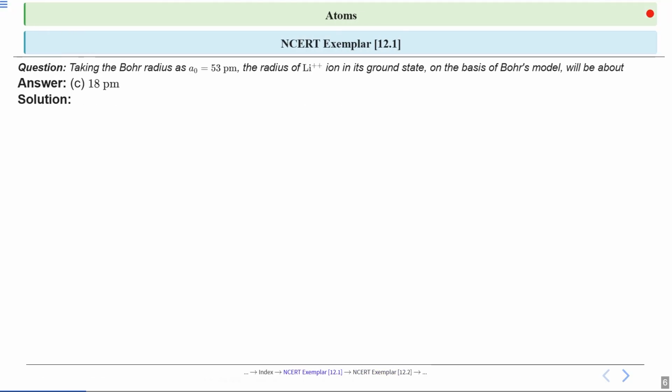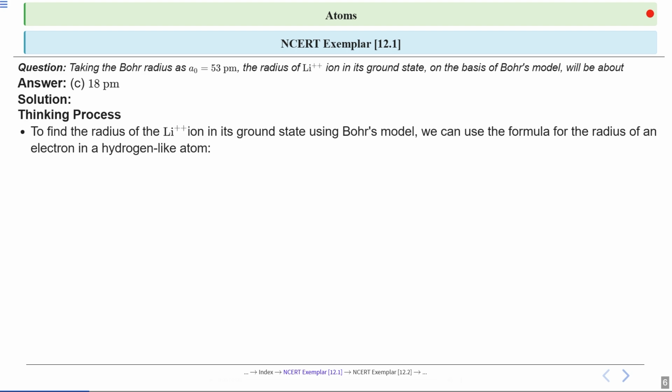So here the correct option is C, that is 18 picometer. Let's see the solution. So let's start by thinking about how to approach this problem. We need to recall the formula for the radius of an electron's orbit in a hydrogen-like atom according to Bohr model. The Bohr model gives us a specific formula for the radius of an electron orbiting a nucleus. For hydrogen-like ions which have only one electron, this formula is especially useful. The formula is Rn equal to n square A0 upon Z.